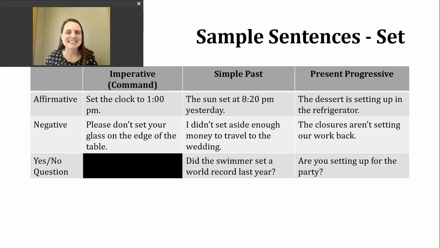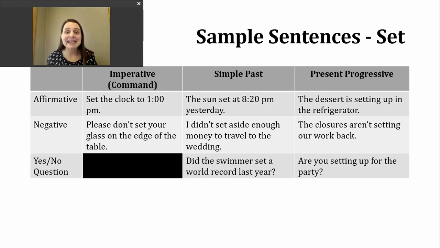Let's look at simple past tense next. Again, you'll remember this verb spelling doesn't change. So the way I will know that this is past tense is from the context clues. And in the simple past tense, our form of our verb isn't going to change based on the subject. So if it's singular, if it's plural, if it's I, it's they, doesn't matter. It's going to be the same form of the verb. Here's an example. The sun set at 8:20 p.m. yesterday.